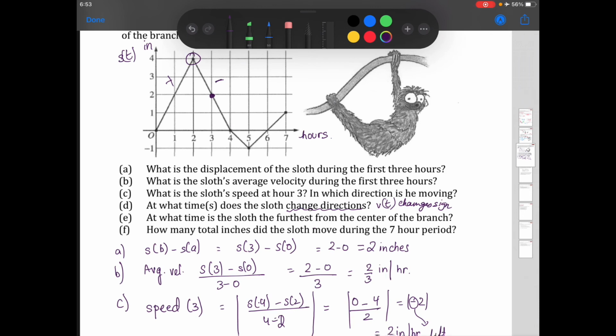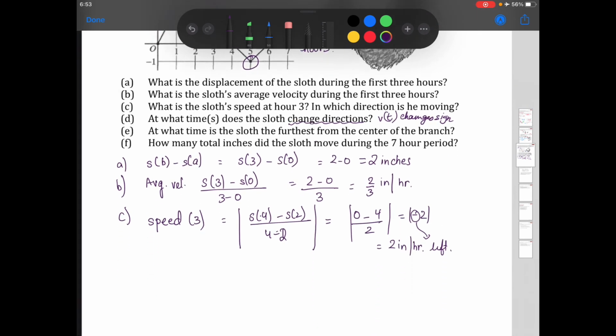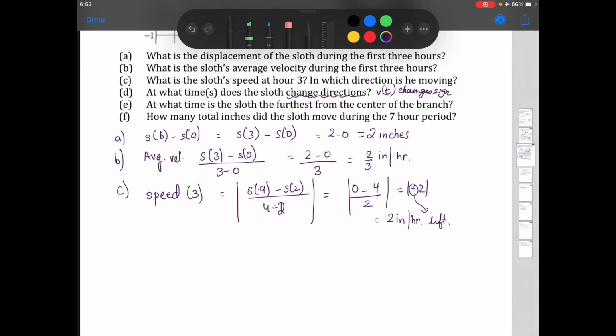So at t equals 2, that's where it's going from positive to negative, and then at t equals 5, it's changing as well, because it's not a velocity graph, so we need to look at different things. So D would be at t equals 2 and t equals 5.